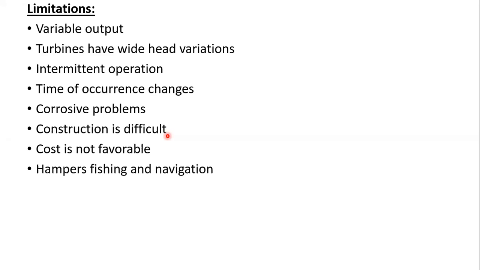And eighth one is cost is not favorable. When we compare to other sources of energy, the cost will be more for these tidal power plants. And next one is it hampers fishing and navigation. That is, it is feared that a tidal power plant would hamper the other natural uses of estuaries such as fishing and navigation. It gives a blocking type of work. It blocks the work of other navigation that is done on the seashore or bay.